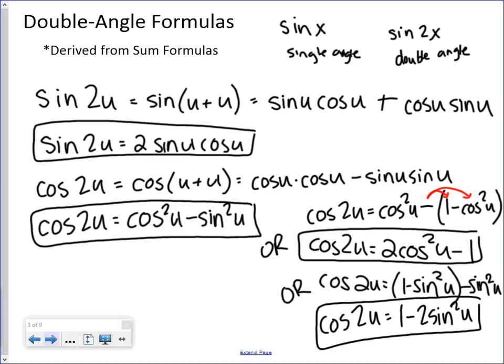Okay, so these become ors. Now, you'll have to decide which one you want to use. It all depends on, do you want to have two separate trig functions? Do you want to have a sine squared and a cosine squared? Or do you want to have it all in cosines or all in sines? Are there any questions about what I have done so far?